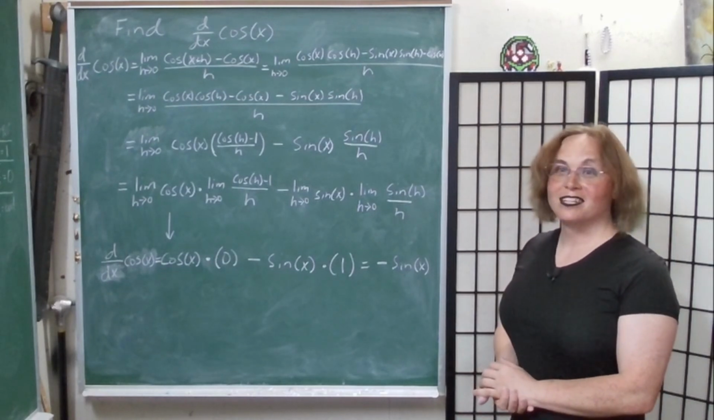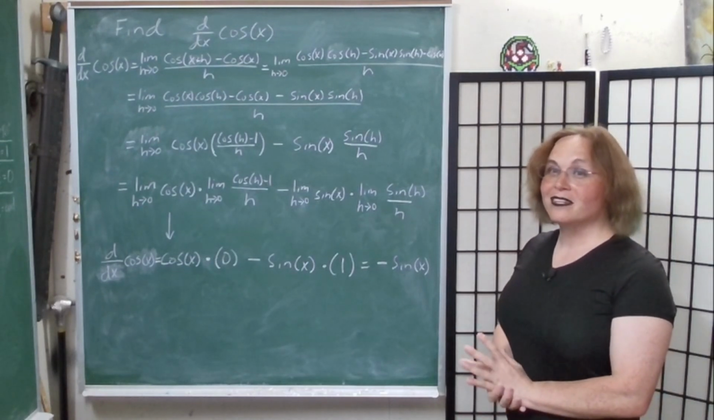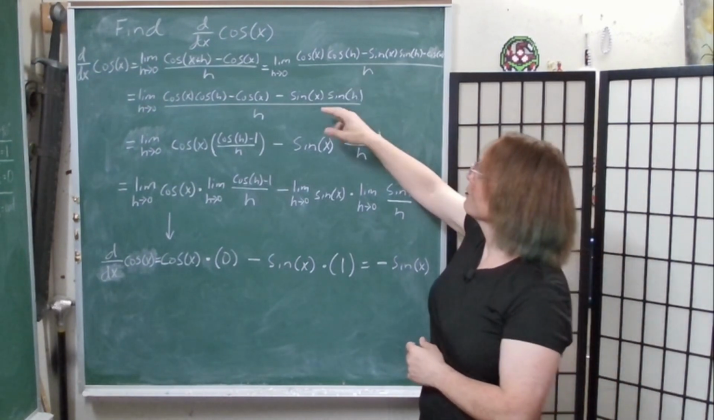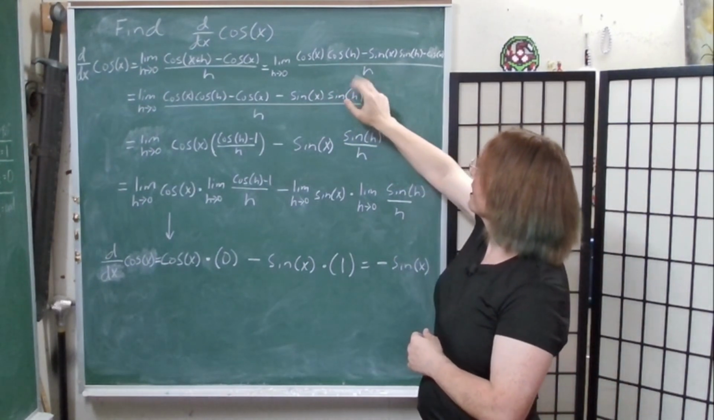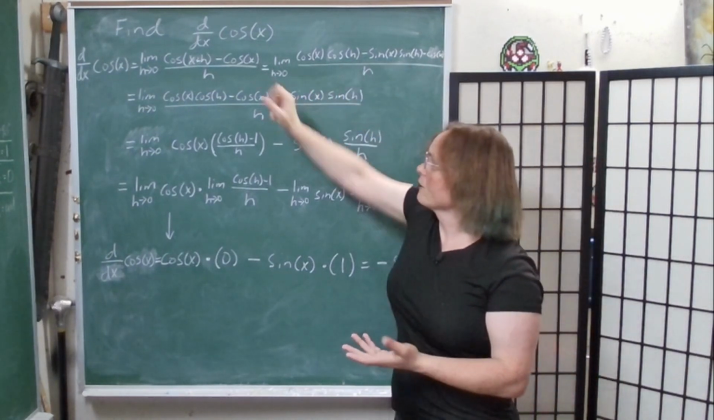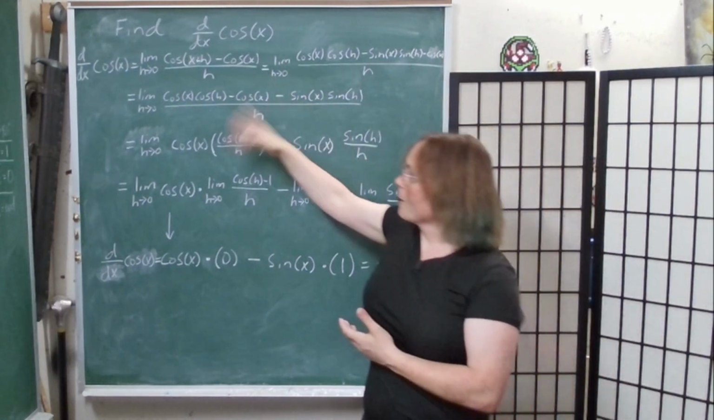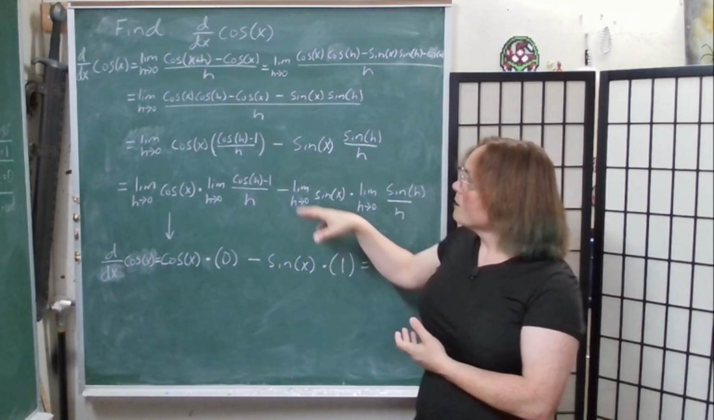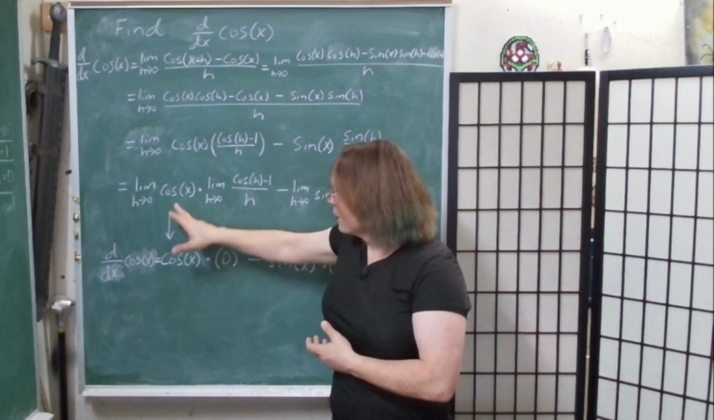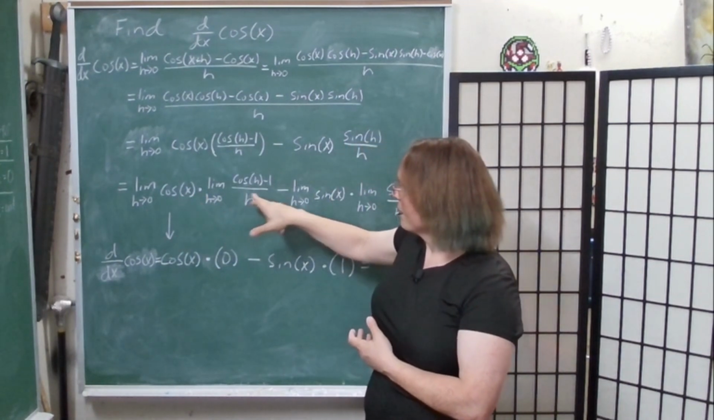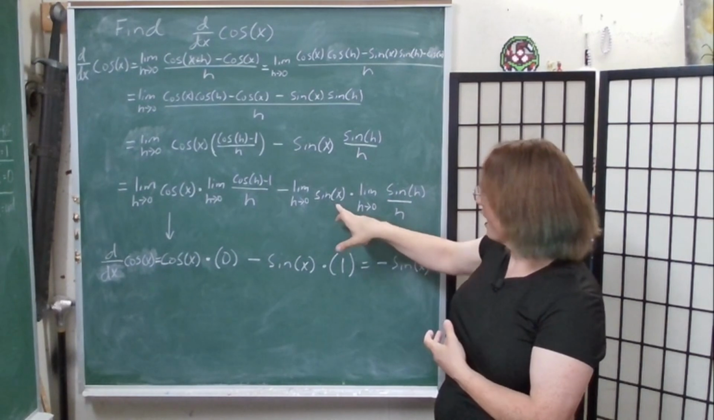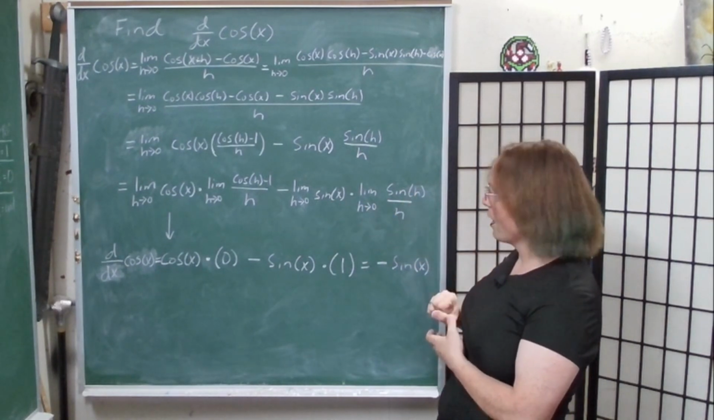We start with our definition. We work through it using our cosine angle sum theorem, which is a little bit different. It's cosine of the first times cosine of the second minus sine of the first times sine of the second, minus, of course, cosine, because we had it over here. We still collect up our like terms, but this time, when we do our factoring and distributing, we get cosine of x times the limit of cosine h minus 1 over h minus the limit of the sine x times the limit of sine h over h.